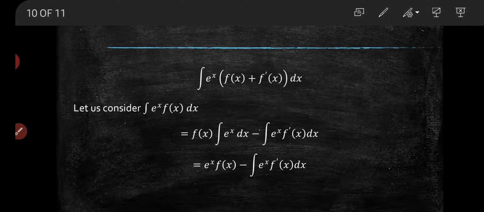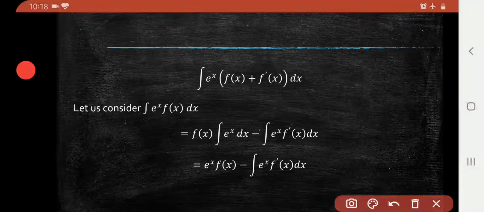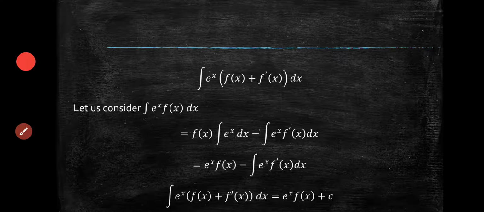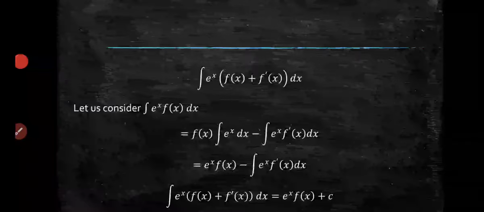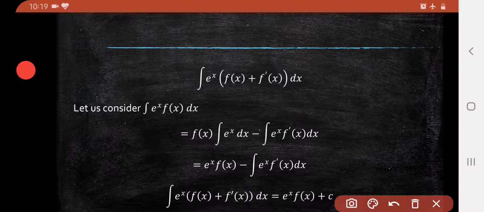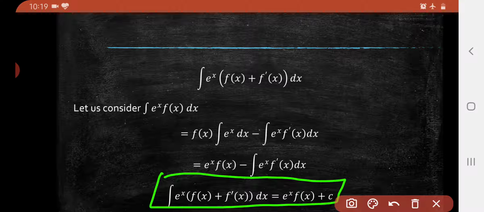Take this on the other side. If I take this integral on the other side, then what do we get? We get e to the power x fx plus f dash x dx equals e to the power x into fx plus c. So we need not know how the formula is coming, but we only need to remember the formula, just this part. And we will be applying this in our problem.